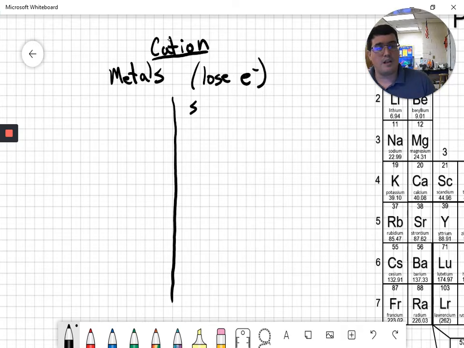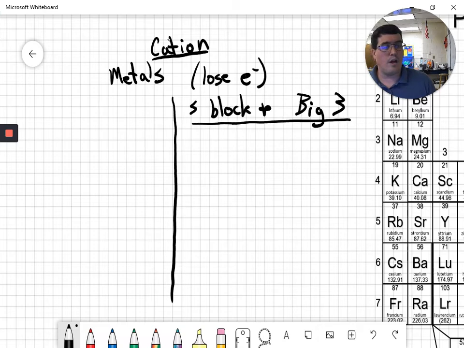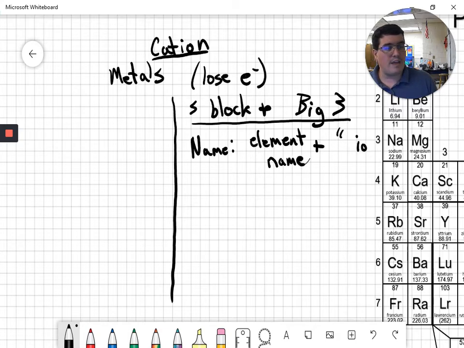So we have the S block and the big three, as I like to call them. There are three elements on the periodic table along with the S block where you always know what the charge is, and so they are always named the same way. They are named by using the element name, and then you also add the word ion to the end of that, with a space in between. For example, looking over here to the right, there's sodium. Sodium is in group 1, and we're going to give it a Na+1.